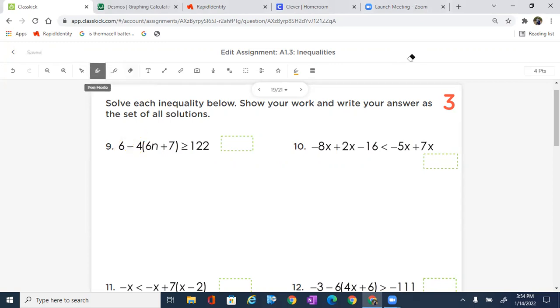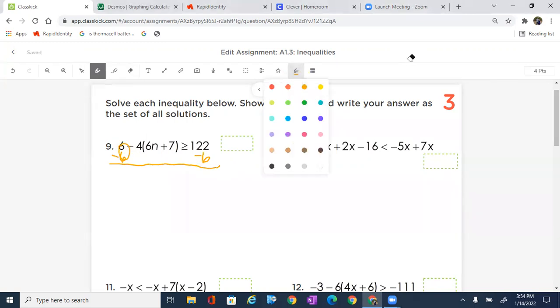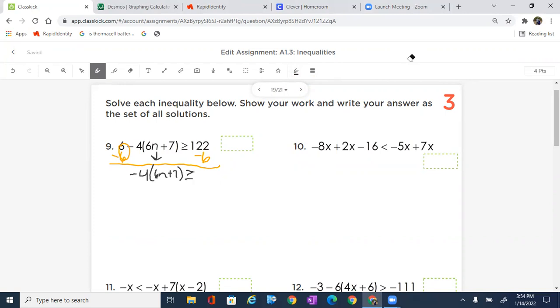How we're going to do that is simple. We're just going to subtract that 6 off. When we subtract that 6 off, 6 minus 6 cancels. The negative 4 times (6n plus 7) is going to come down because there's nothing underneath it. And then we have greater than or equal to 122 minus 6, which is 116.